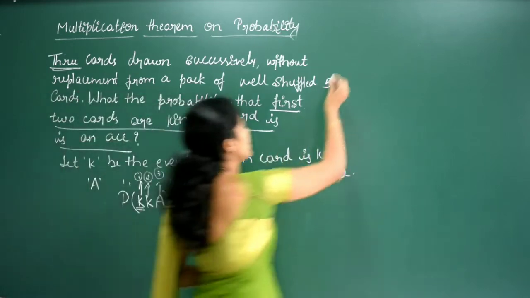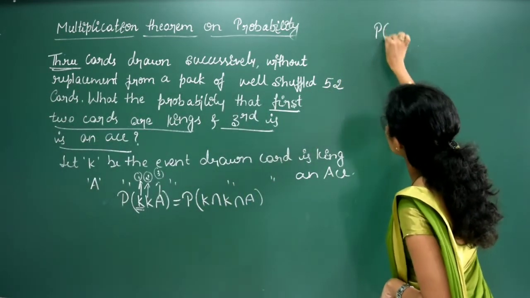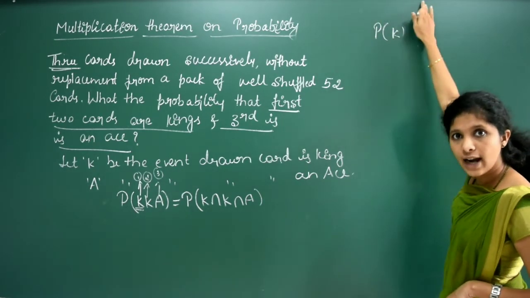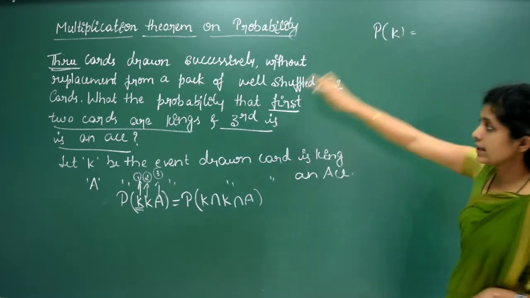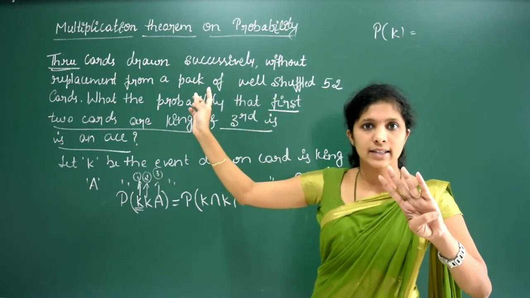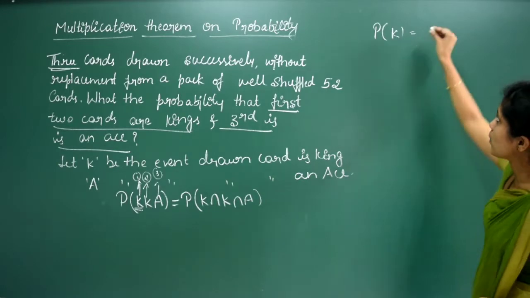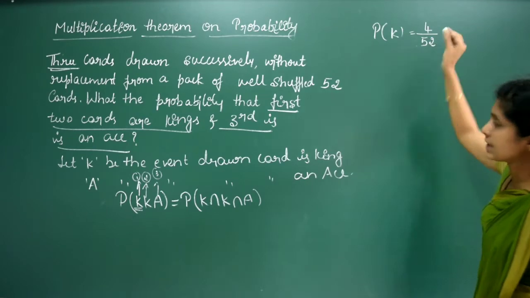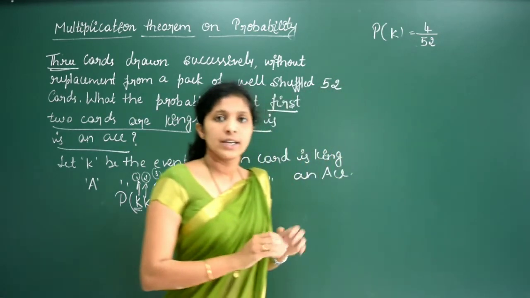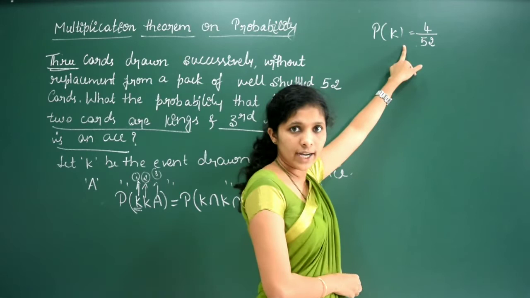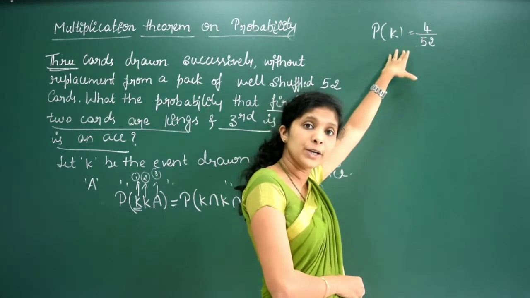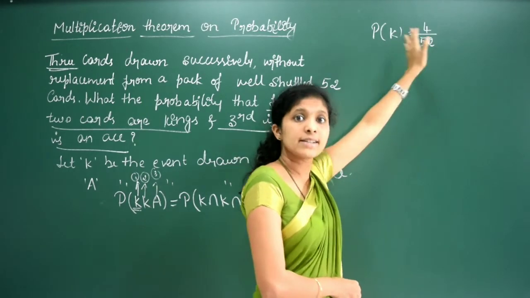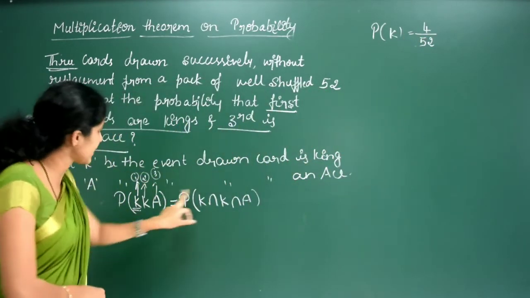What is the probability that the drawn card is a king? How many kings are there in these 52 cards? Total 4 kings are there, right? So the drawn card being a king means how many possibilities will be there? It is 4 by 52. Is it clear? Now one event is done, right? We have found that the probability of event K is 4 by 52. It is done.